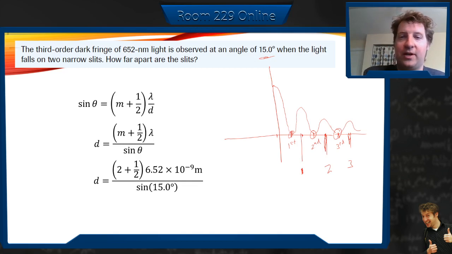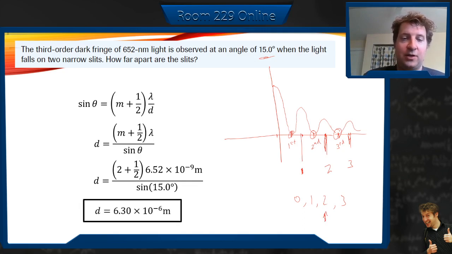Another way you can think about it is if you looked at the definition, m was going from 0, 1, 2, 3, and so forth. So we start at 0, so the third term is 2. Okay, plugging it in, I end up with 630 nanometers, which is, oh, that should be 9. Sorry. No, this is how far apart they are. Okay, micrometers. So 6.3 micrometers.